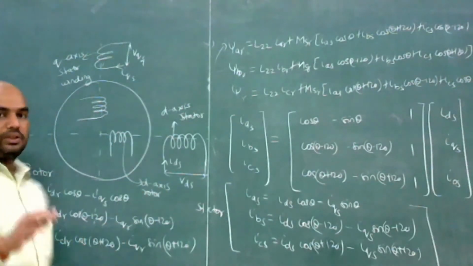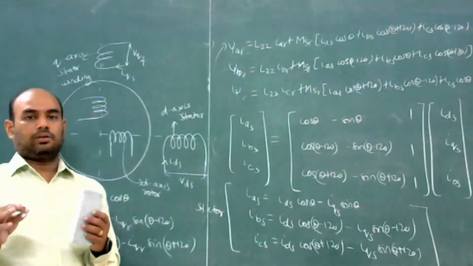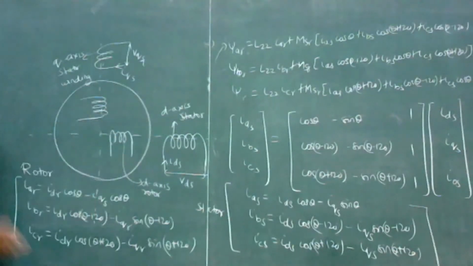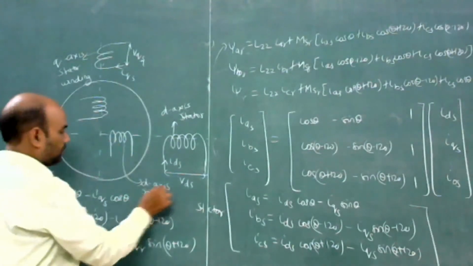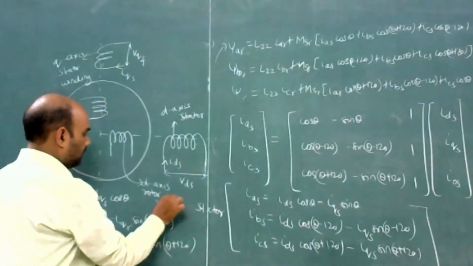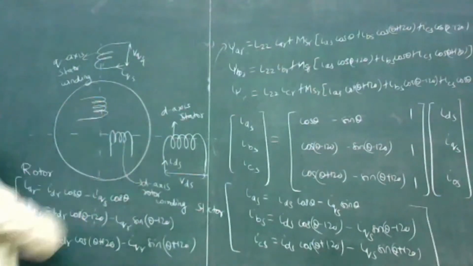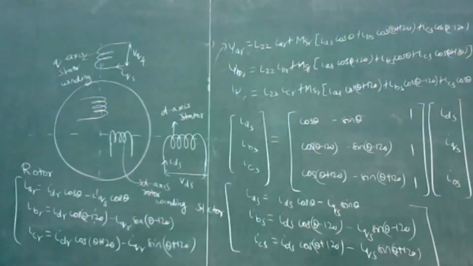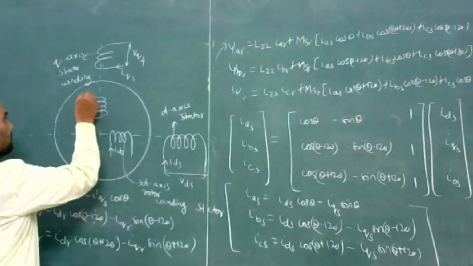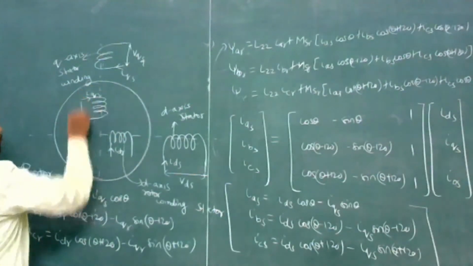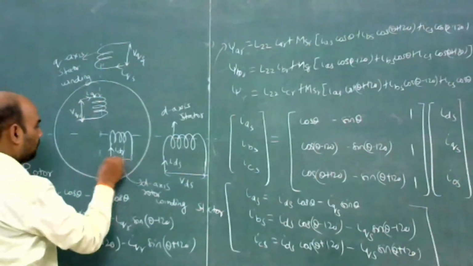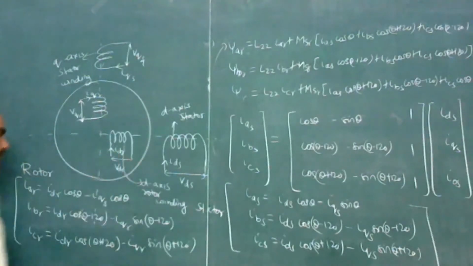Okay. So the three phases of the rotor, which are connected in star, are converted to these two pseudo-stationary windings. This is the D axis rotor winding, and this is the Q axis rotor winding. Current going through this is IDR, and in this it is IQR. Voltage is VQR. So this will be IQR, VDR.